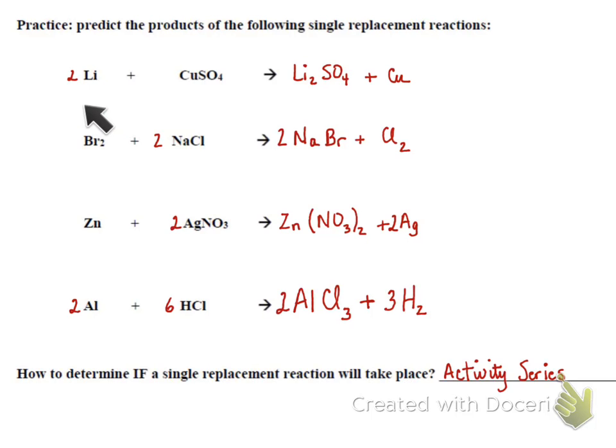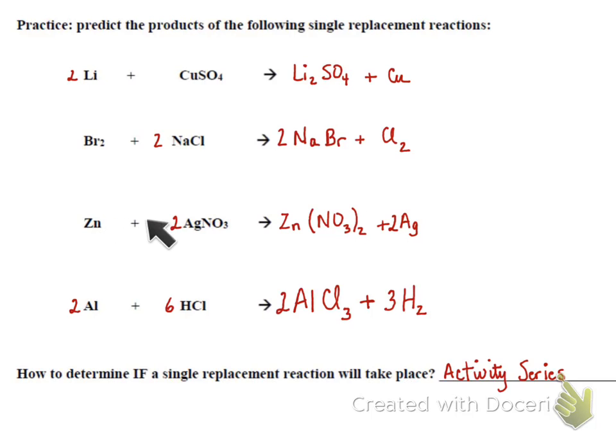Okay, so in these examples, lithium, which is a metal, comes in and kicks out copper, the other metal, and makes lithium sulfate, and copper is by itself. Bromine is a halogen, it's a nonmetal, and it's going to kick out the other nonmetal, which in this case is chlorine. So bromine comes in, kicks out chlorine, makes a bond with sodium, and then chlorine is all alone.